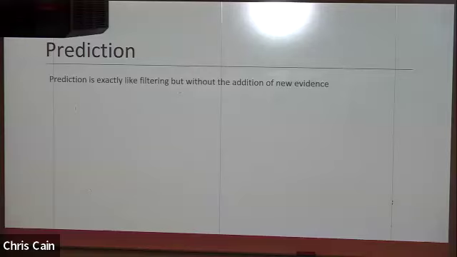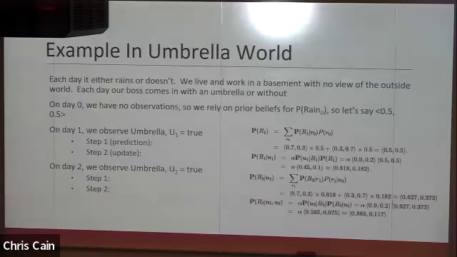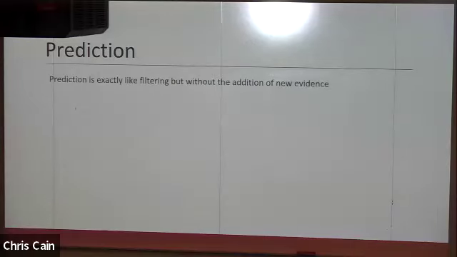All right, prediction is exactly like filtering, but there's no new evidence because we're trying to predict into the future. So instead of being able to say how likely was the event that we just saw, here these were the probabilities that it rained on that day. There was an 82% chance that it rained on the first day, and there was an 88% chance that it rained on the second day, given that we saw the umbrella. Now we care about actually predicting into the future. What is the probability, given everything that we saw, that it is going to rain tomorrow?